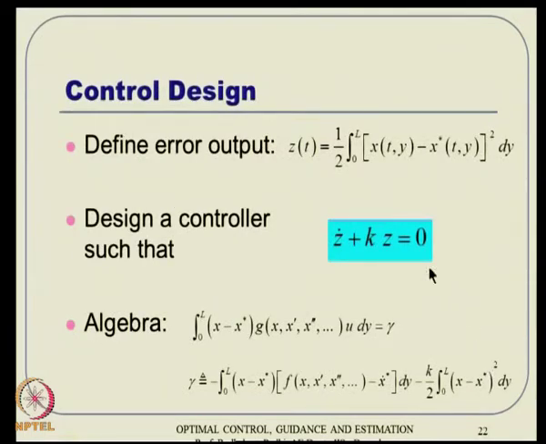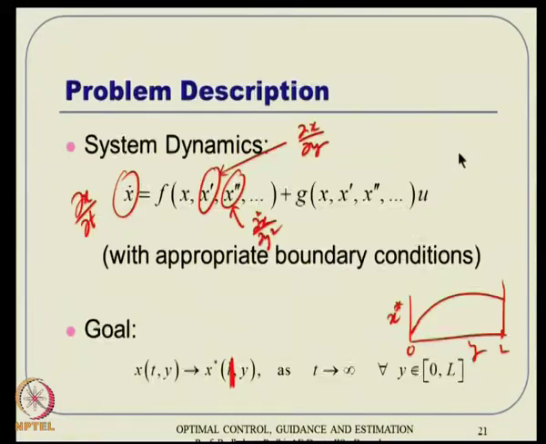Alright, so how do we do that? First of all, we define an error. The error is an integral value, integrated over the whole spatial domain, of x minus x star. Suppose this is not the case, and your x is somewhere different, in some form like this. Let us say this is my x, and this is my x star.